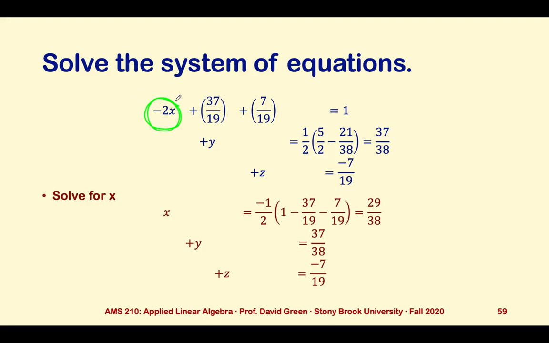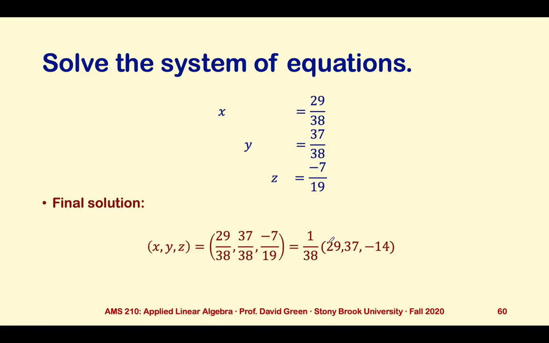x has now been isolated as the only variable on this row, and we solve for it. 1 minus 37/19, moving that piece over, minus 7/19, moving the other piece over, and then dividing through by -1/2. 1 minus 37/19 minus 7/19 gives 29/38 for our value for x. Because this is our last variable, there's no substitution to do with this piece. We actually now have our final answer, x, y, z, and our set of answers.